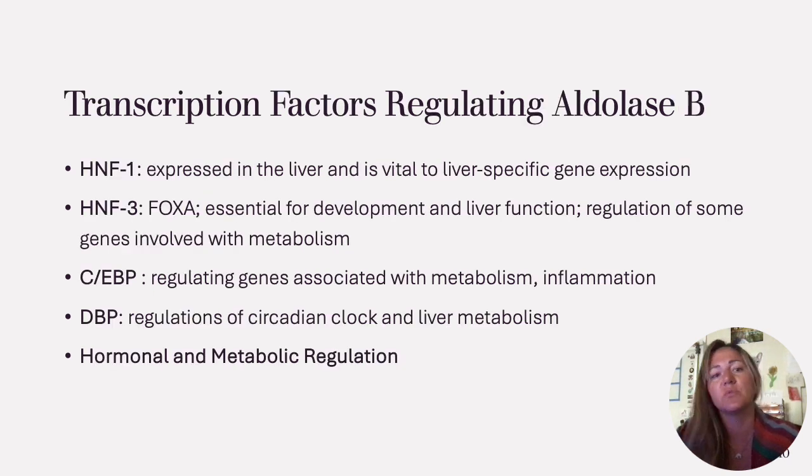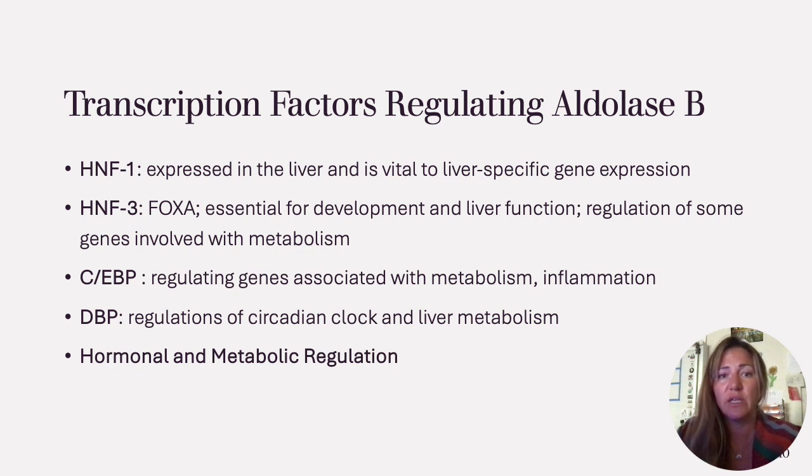Several key transcription factors regulate the expression of aldolase B. These factors ensure that aldolase B is expressed appropriately in tissues like the liver, the kidney, and the small intestine, and that its expression responds to the body's metabolic and hormonal needs.